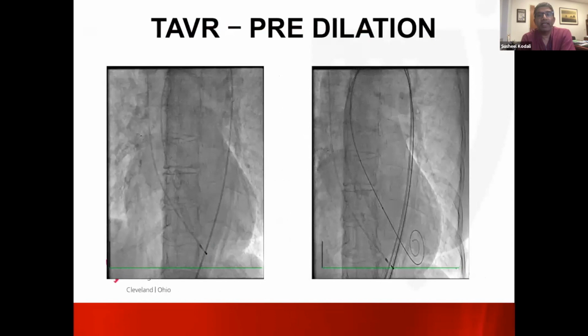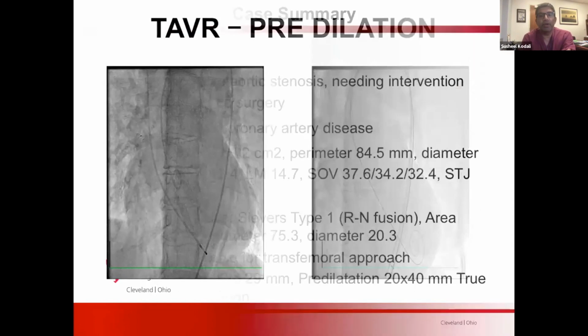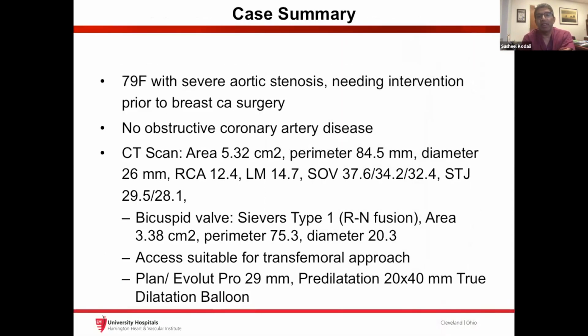Real quick, can I ask about that pre-dil? I pre-dilate all bicuspids, especially with heavy calcium, low threshold to pre-dilate. What size? How did you choose that size of 20?